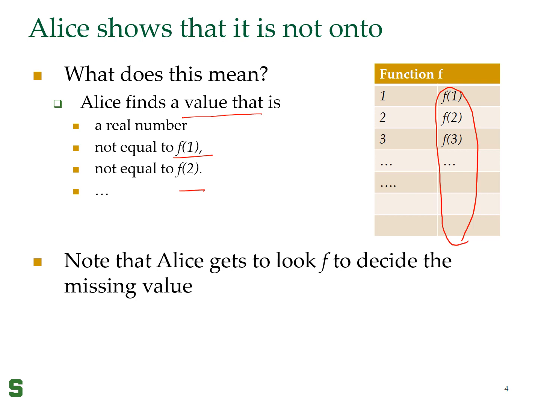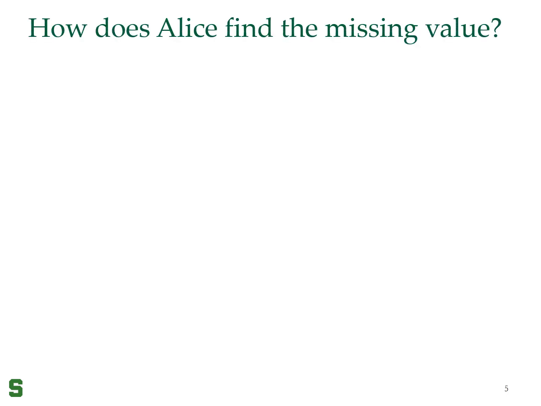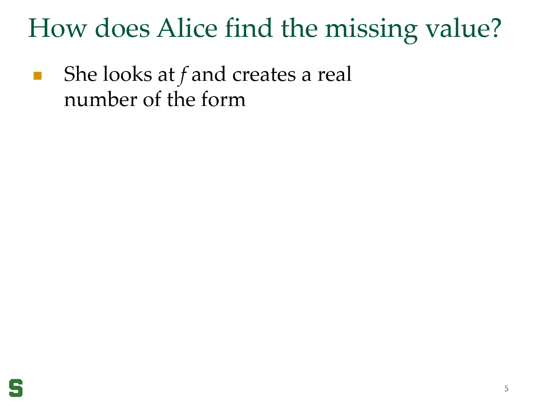Remember, Alice gets to see what Bob is giving. So Alice gets to see what the function f looks like before she has to find the missing value. Okay. So how does Alice find the missing value? She looks at the function f and creates a real number. This real number is going to be of this form.